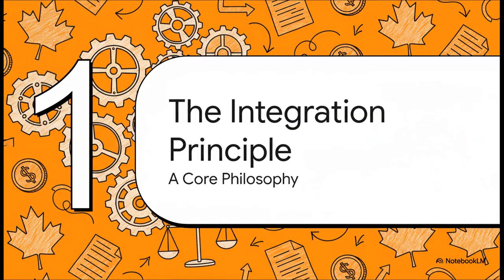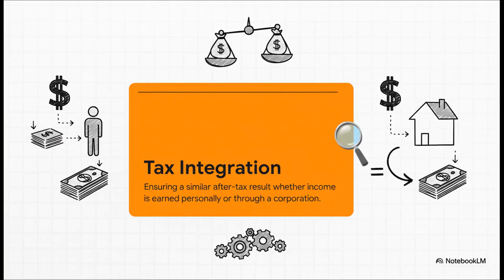Now, before we even think about touching a calculator or looking at tax rates, it's absolutely crucial to understand the philosophy, the core idea that underpins Canada's entire corporate tax system. It really all starts with this one key principle. And that principle is tax integration. Really, what it's all about is creating a level playing field. The system is designed to answer a fundamental question. Should you earn your income directly as an individual, or should you run it through a corporation?